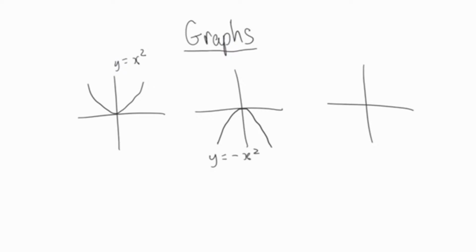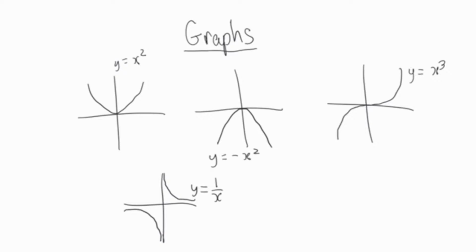Now, there are also some other ones you need to remember. What you can have is this sort of graph, and this is y equals x cubed. With x cubed, you get this weird shape. I don't even know what shape you'd call this. And then there's one other common one, which is when you have this. This is y equals 1 over x.